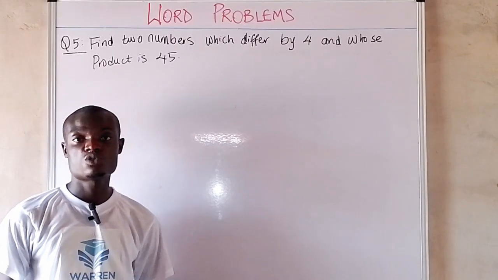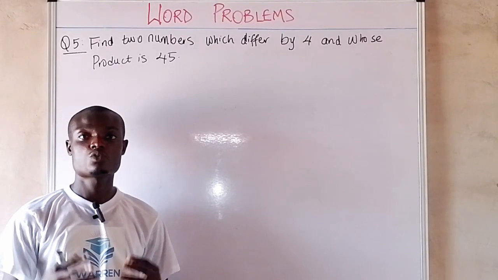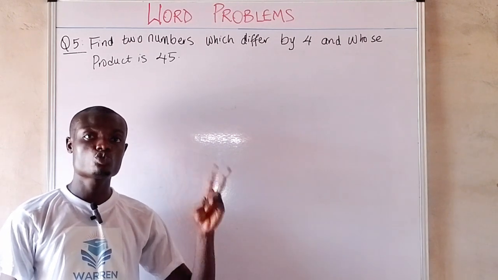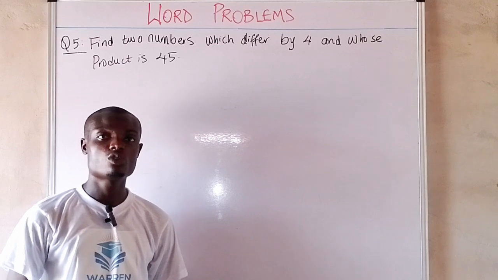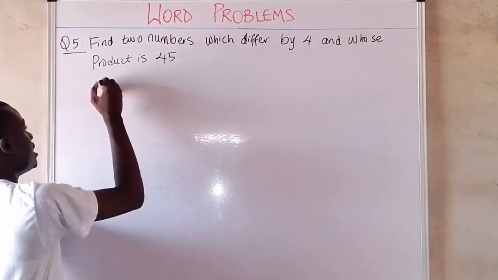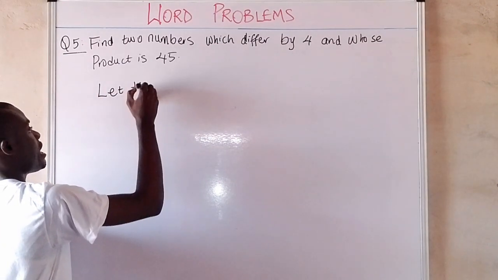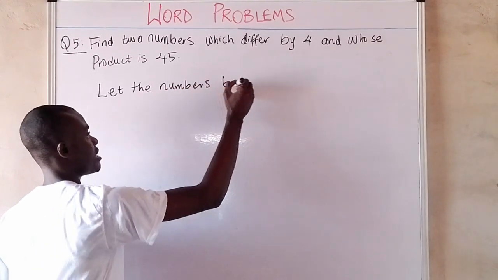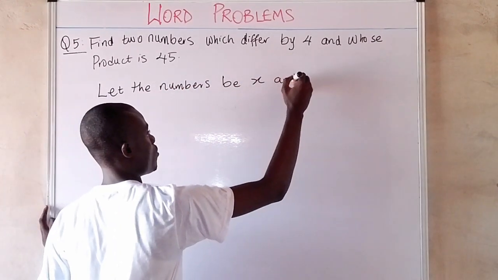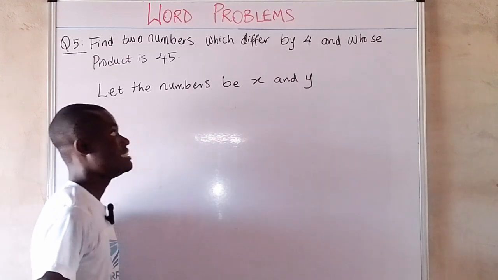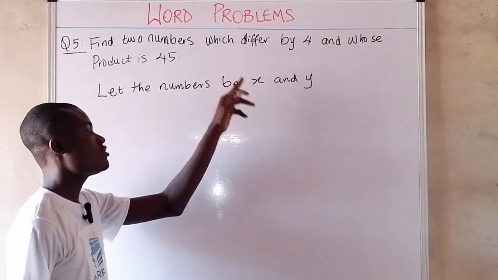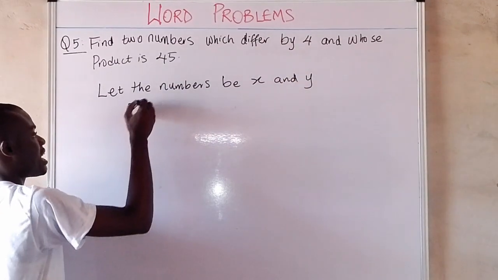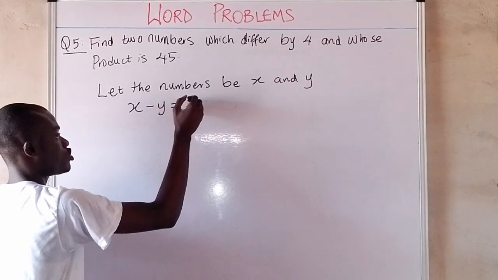So our fifth question on the board says that we find two numbers which differ by 4 and whose product is 45. So we are looking for two numbers and we don't know the numbers. So we can simply say let the numbers be X and Y. It says that their difference, that's subtraction, means you say X minus Y, the difference we are going to get is 4. So we can simply say that as X minus Y is equal to 4.